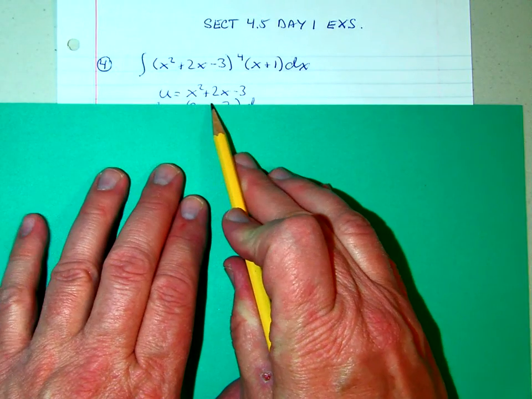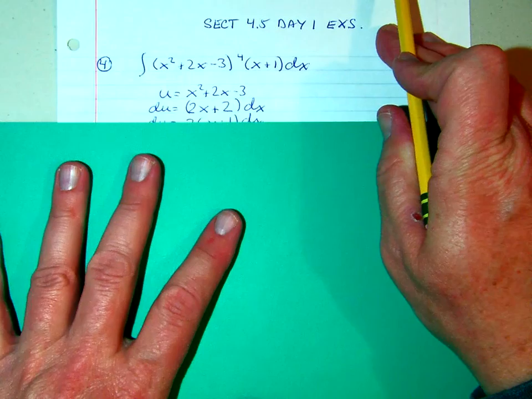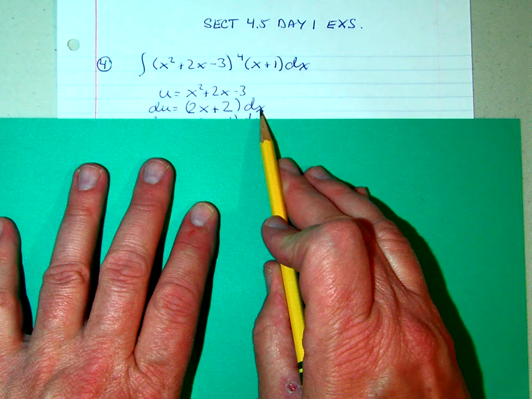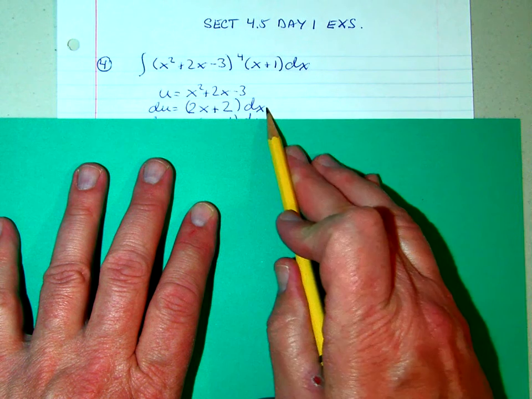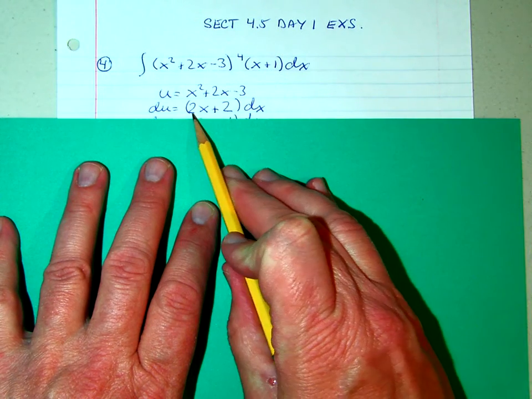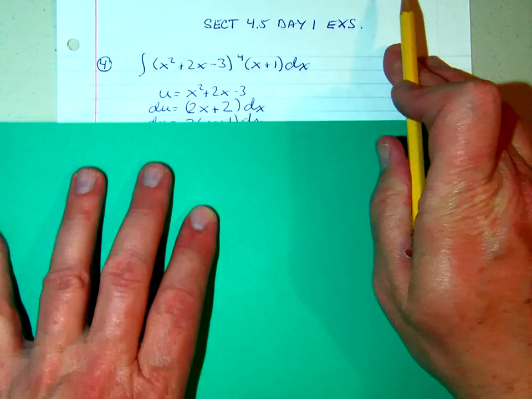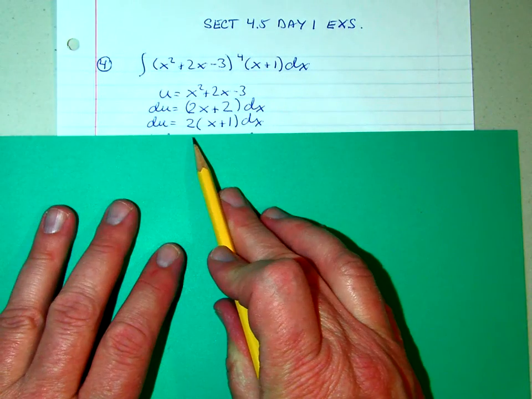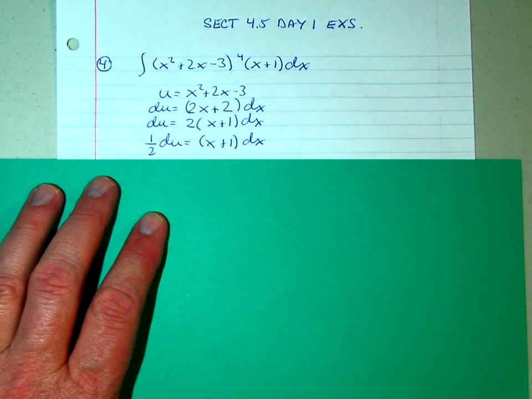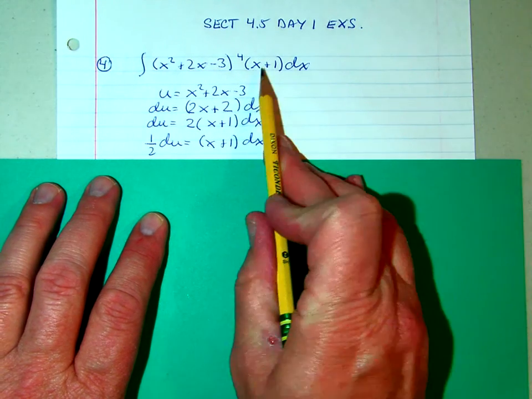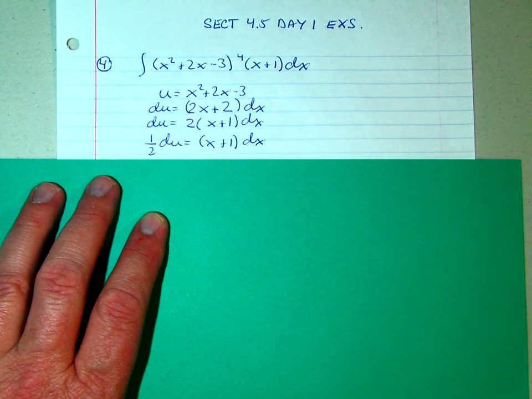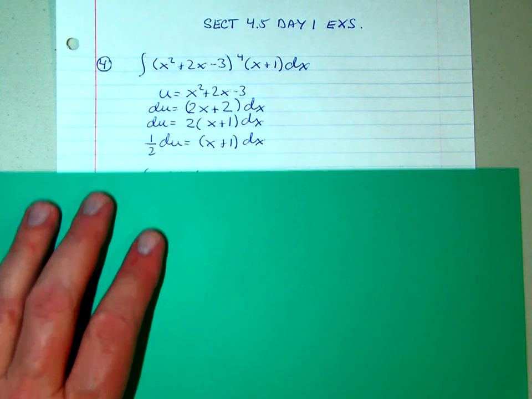So I'm going to let my u be x squared plus 2x minus 3. That makes my du 2x plus 2, and then I brought the dx over here from underneath like I did for the last problem. And then now I'm going to recognize that this is just 2 of those. So I can factor out that 2 and then divide by the 2 to get 1/2 du is equal to x plus 1 dx. Now that is a nice, clean, fast, easy substitution to make.